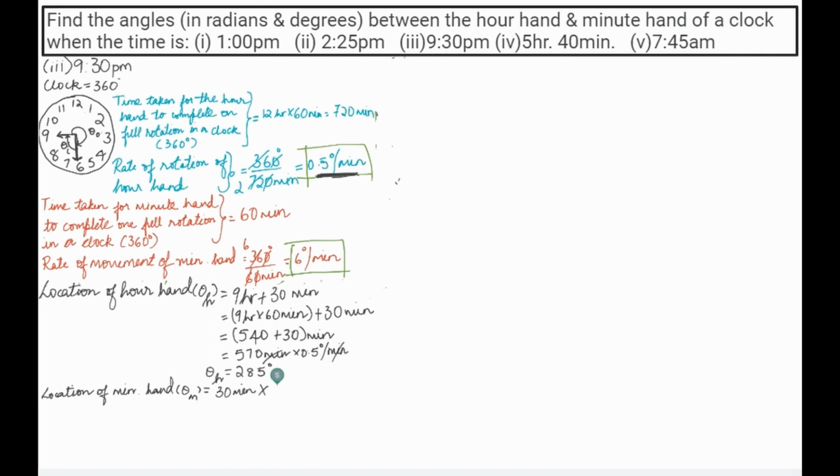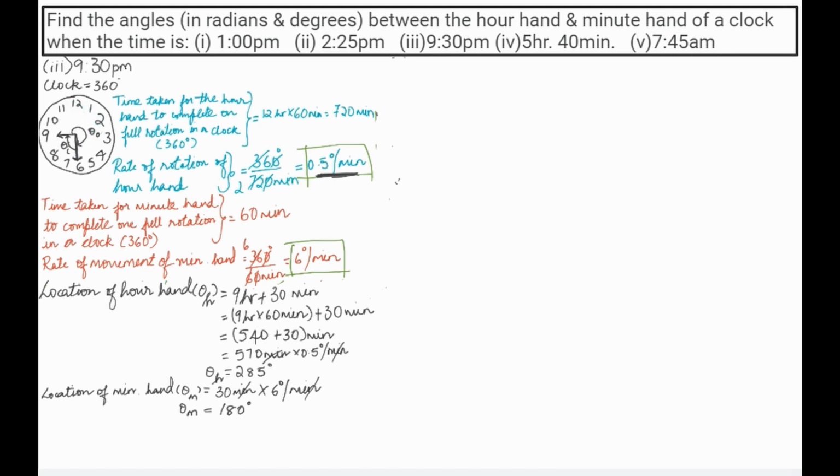So 6 degrees per minute, unit and minute unit cancel out each other. We get 180 degrees. Theta m is equal to 180 degrees, which we can actually see in this figure: the minute hand is exactly opposite to 12, the position 12, that is 60 minutes. So therefore it makes a straight line, which is equal to 180 degrees.